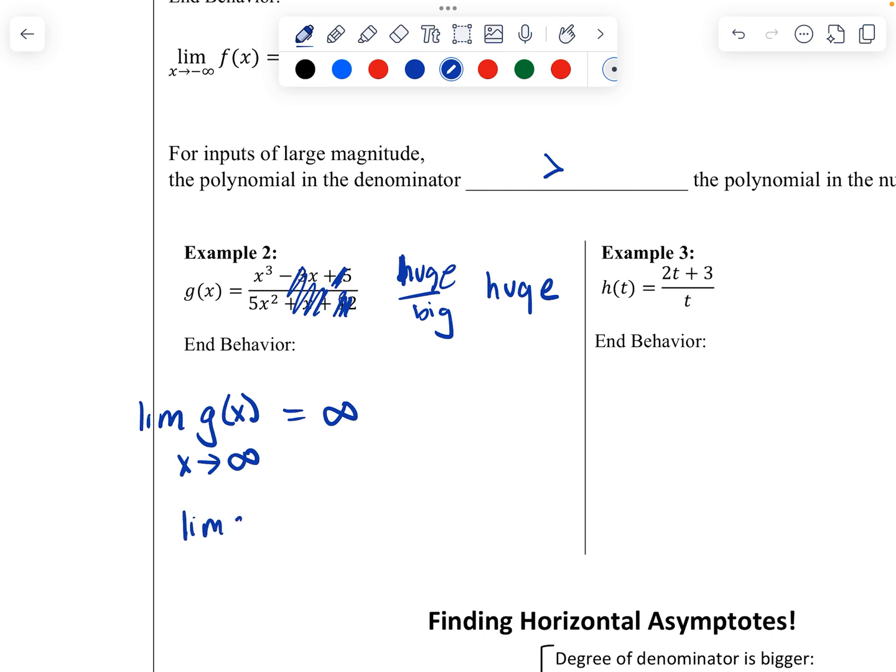And what about the limit of g of x as x goes to negative infinity? Well, let's think about it. A really huge number cubed is a negative huge number, divided by a big positive number. So that would be a negative huge number, so it would go to negative infinity.